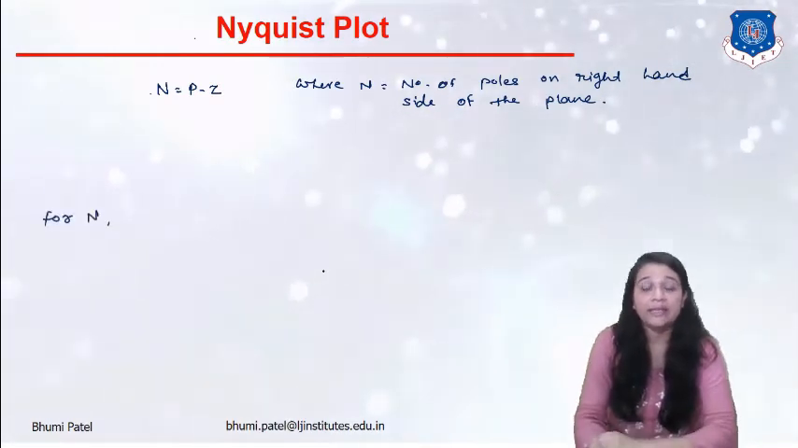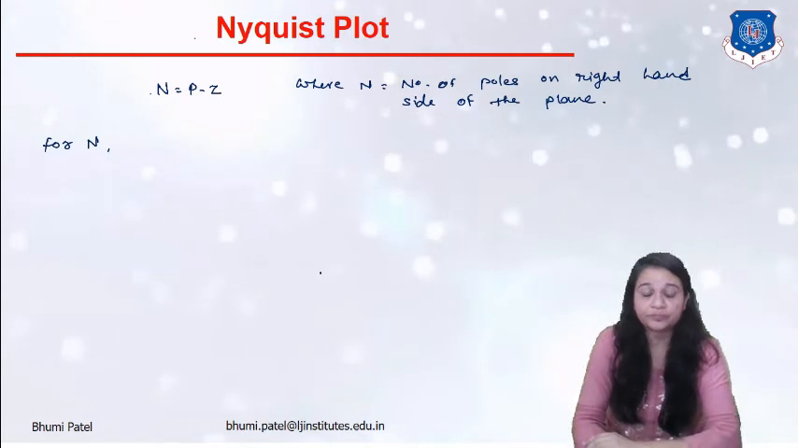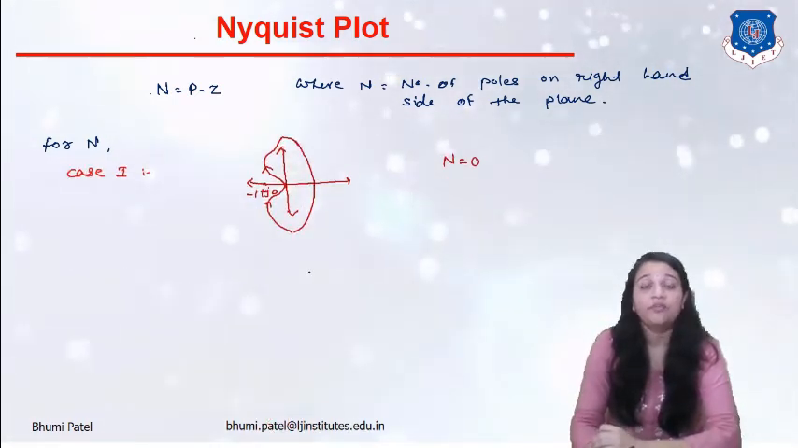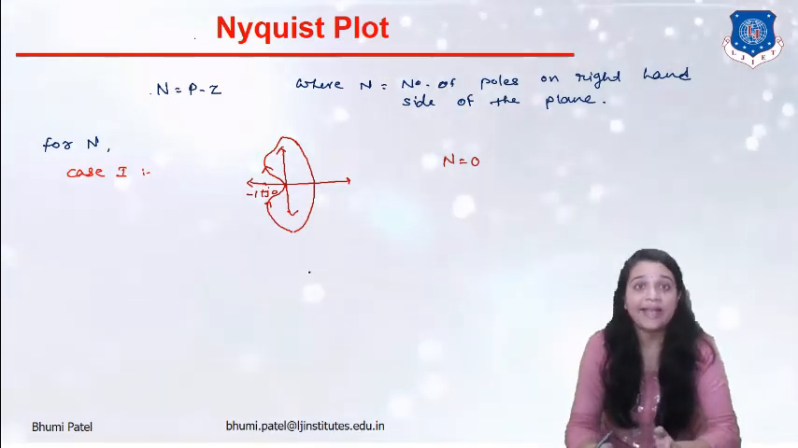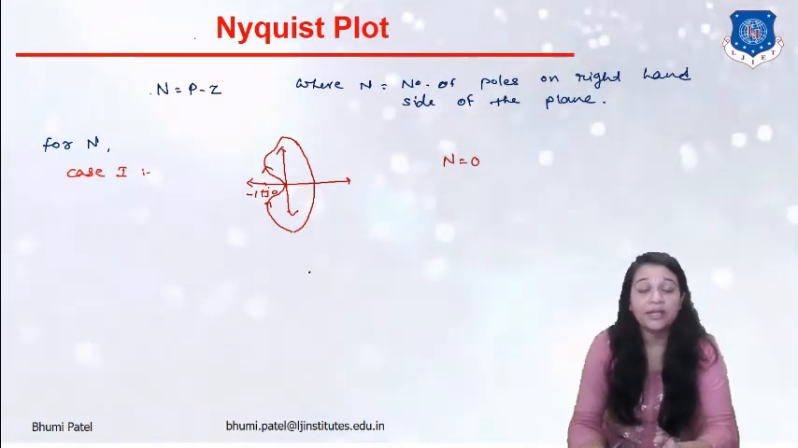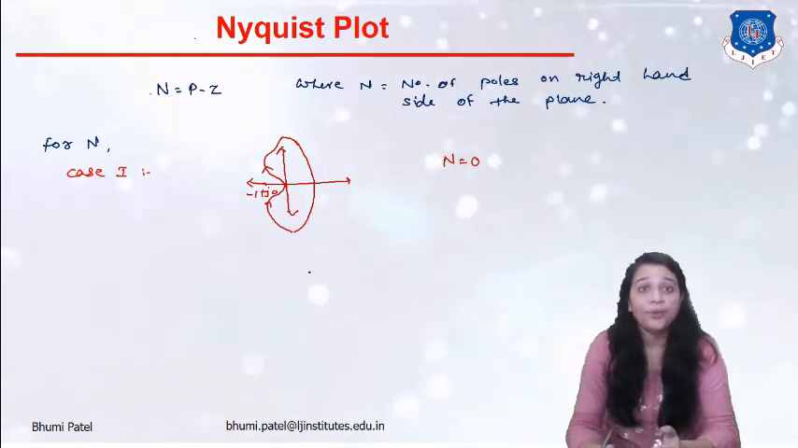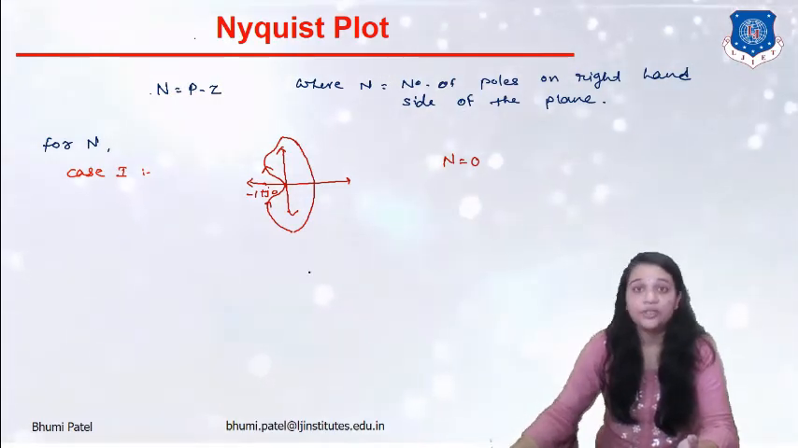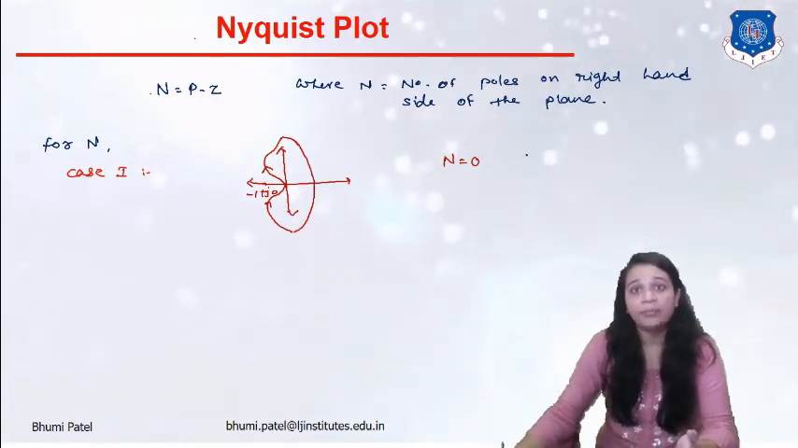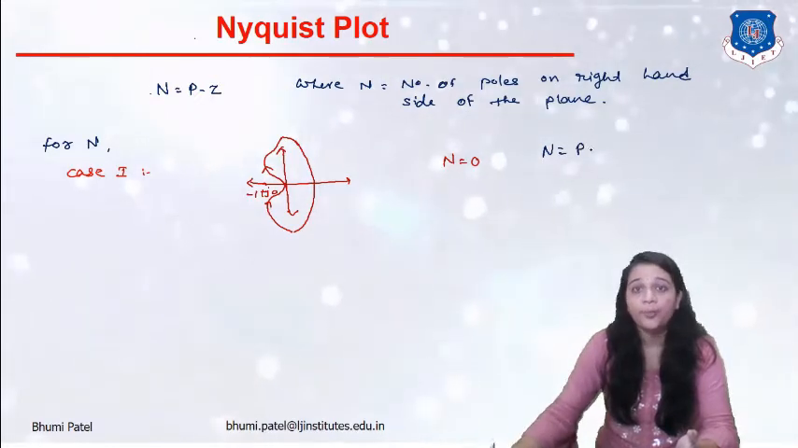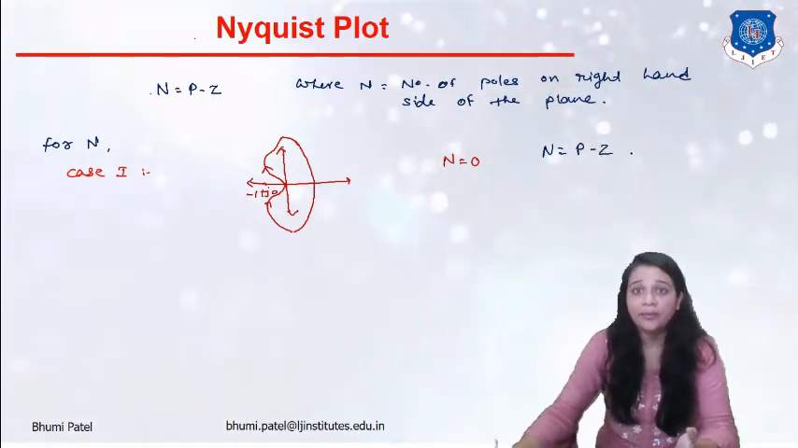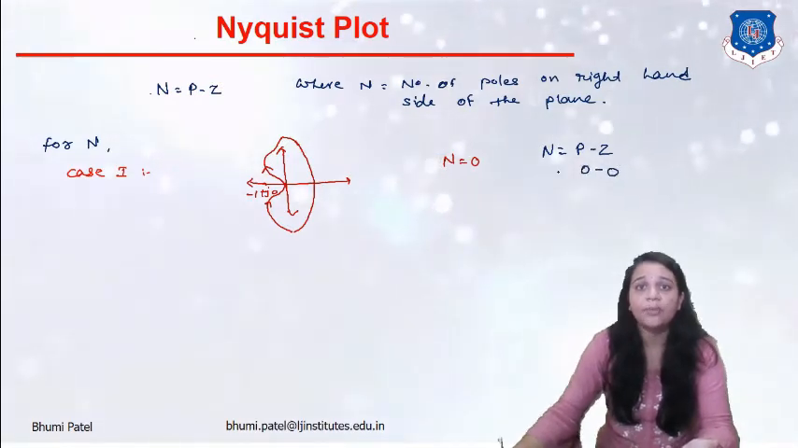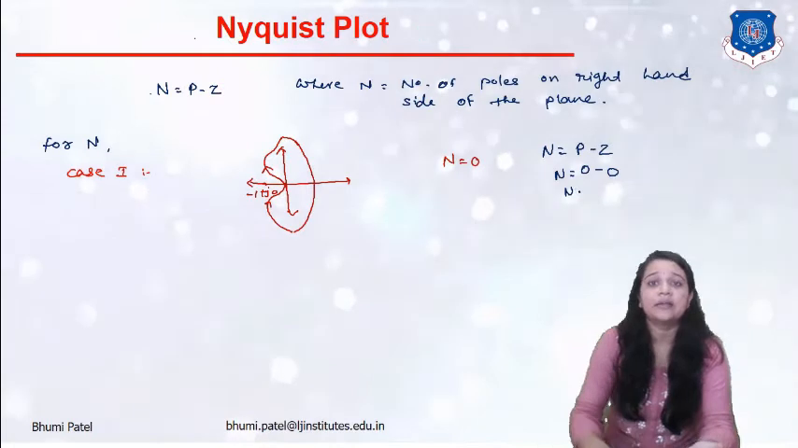For N, there are different conditions for the direction. Suppose case number 1: the Nyquist contour is like this, which means it does not contain any poles or zeros in the right-hand side. So how can we put N is equal to P minus Z? The number of poles and zeros located in the right-hand plane is zero, so we put N is equal to 0 minus 0, and we get N is equal to 0.